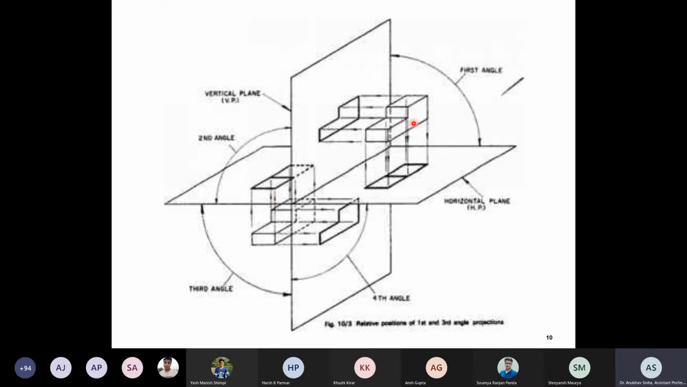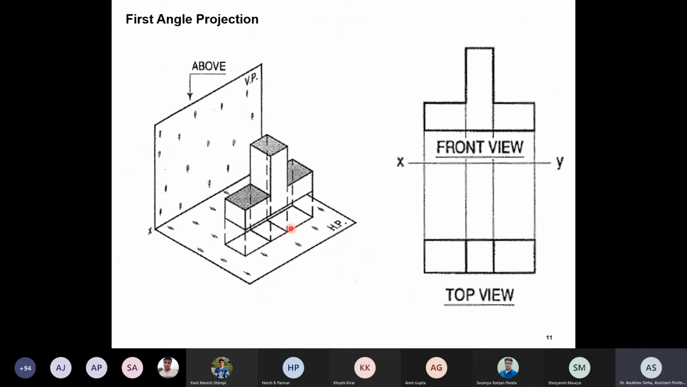Okay, let us say if some object is lying in this first quadrant. So I look at what projection it is making on this plane and on this plane. So this is called first angle or first quadrant projection, and this is third angle. So let us look at them more closely. So this is your first angle or first quadrant, which is in front of VP above HP.